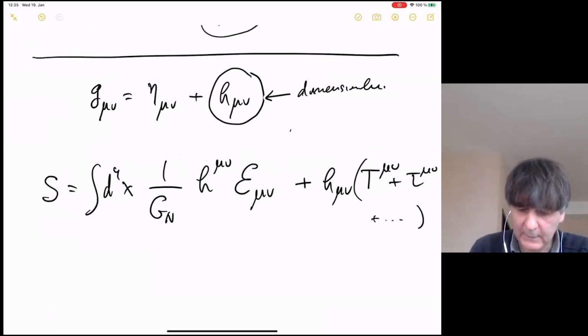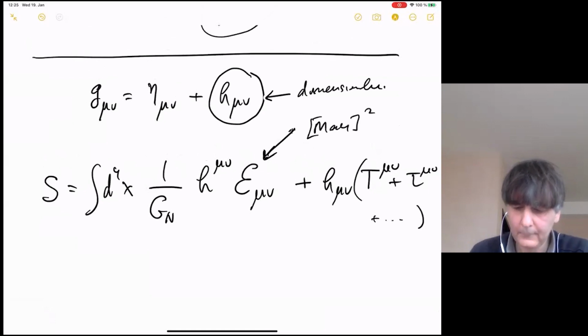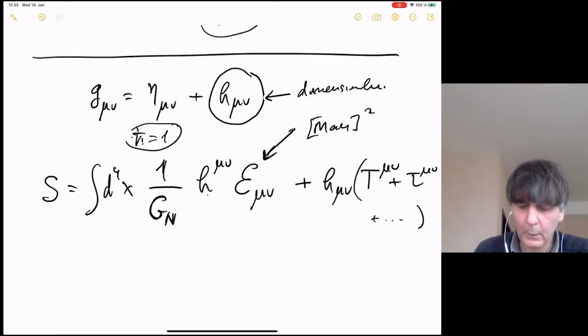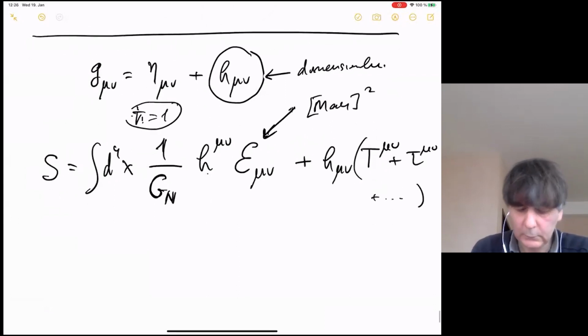Correspondingly, the Einstein linearized tensor that we had contains 2 derivatives. So this has dimensionality of mass square, right? And so h is dimensionless, so we have 1 divided by Newton's constant here, which I wrote in h bar equals 1 units. So therefore h mu nu is not a canonically normalized field.